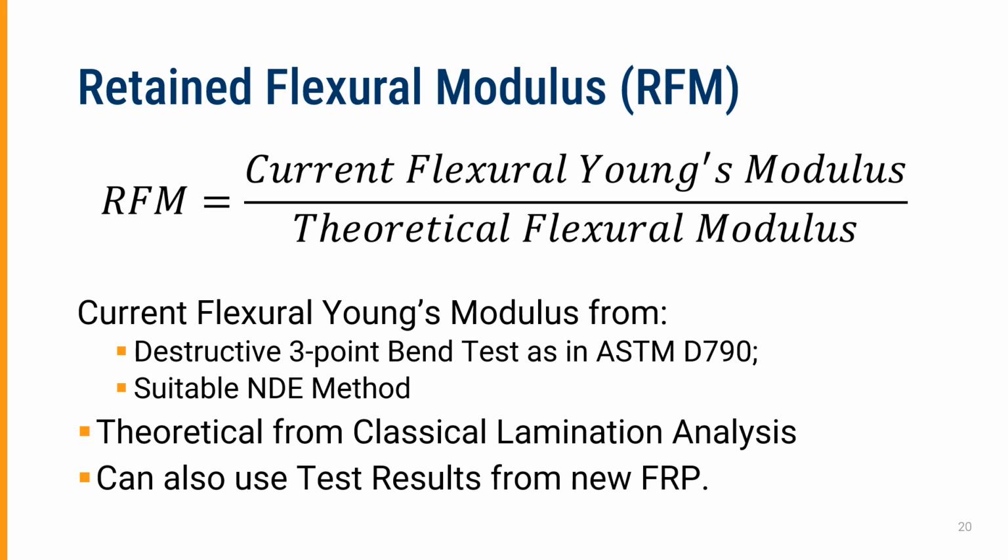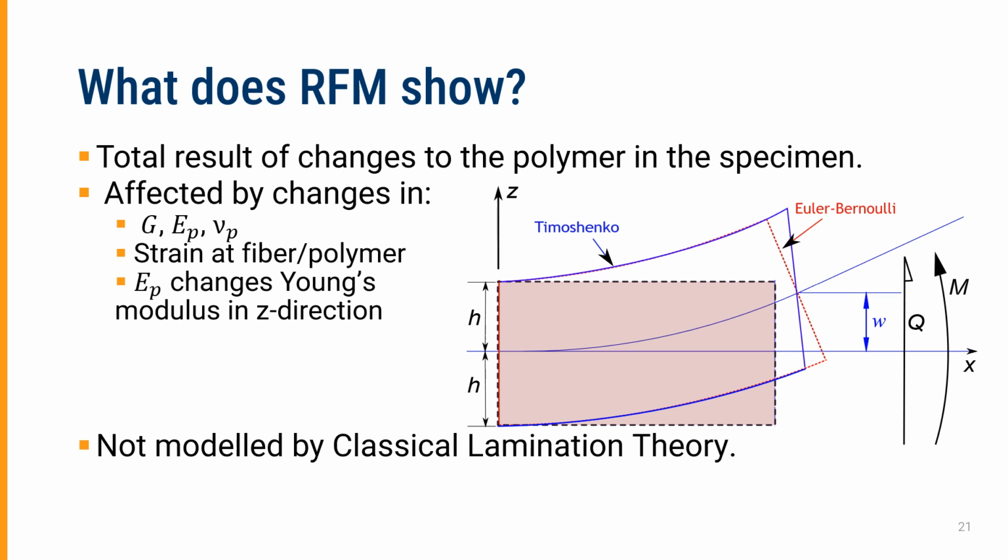It requires a certain length to depth ratio. We can actually forego that requirement because we're only looking in the linear zone for modulus. And the theoretical can come from classical lamination analysis, which we described very roughly in the first video. You can also use test results from new FRP, which is what I mentioned. So what does it show?